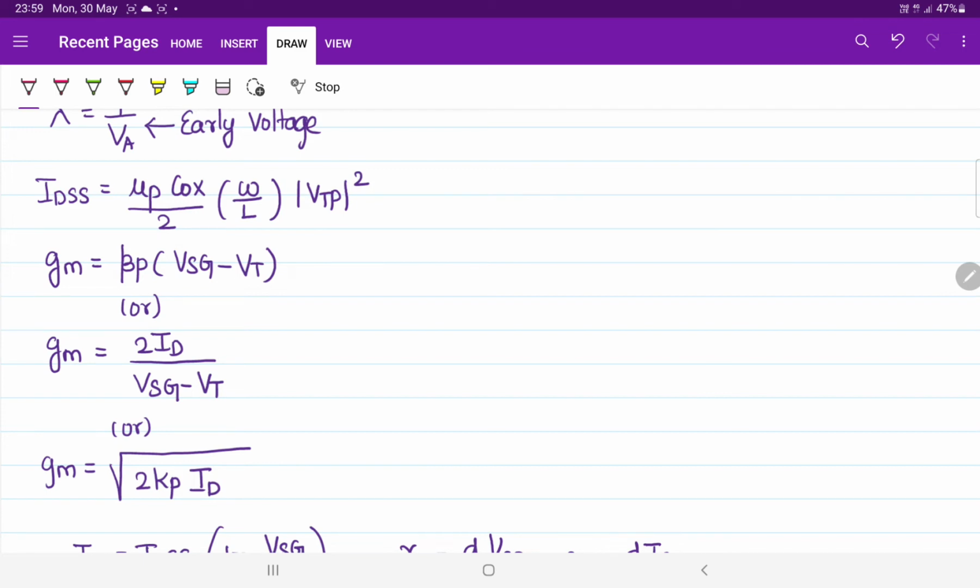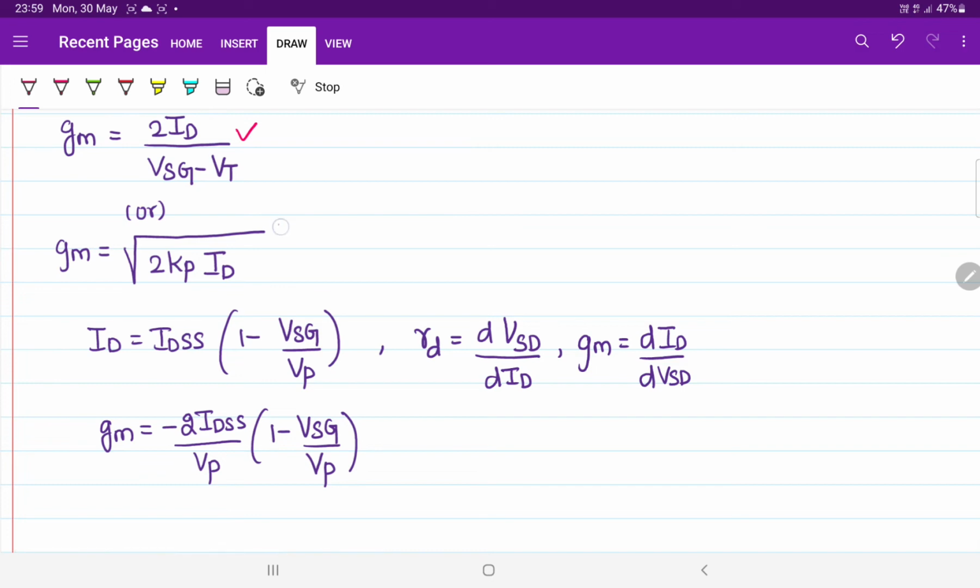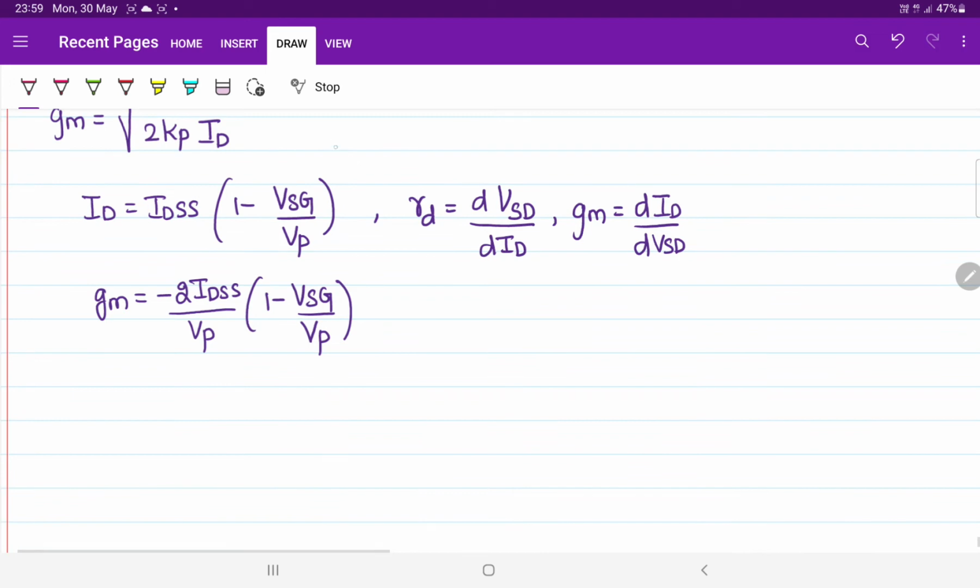Apart from that, there are some more things to remember: the formula to calculate IDSS, and the formula to calculate gm, the transconductance. There are so many formulas. Either you can go with this formula, or this one, or this one. Just pause the video and make hints. Similarly, the most important thing is to calculate the drain current in terms of the drain to source saturation current. We observed this kind of formula in N channel MOSFET also. Here the thing is it gets reversed, that's all.